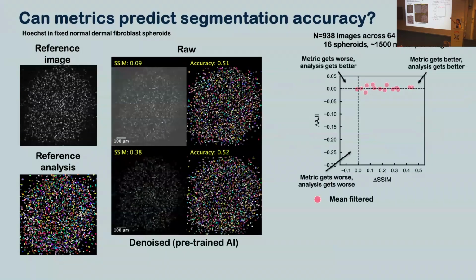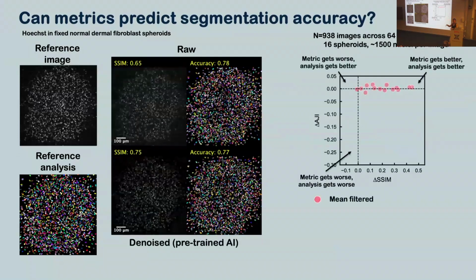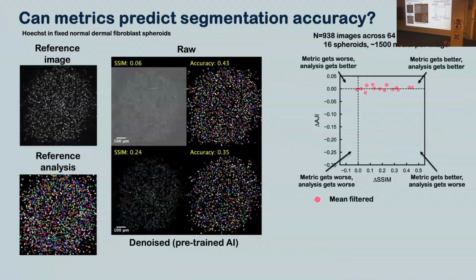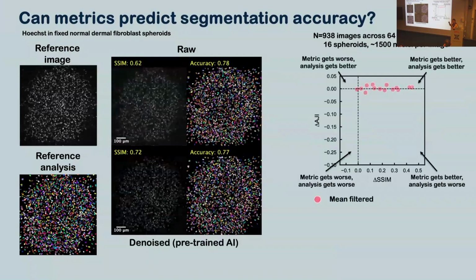Then we've got the silly quadrant, where the metric says it got worse, but the analysis got better. And we've got this really silly and quite dangerous quadrant, where your image quality metric was like, yeah, you did great, but the analysis got worse.